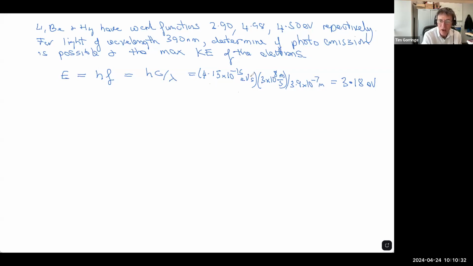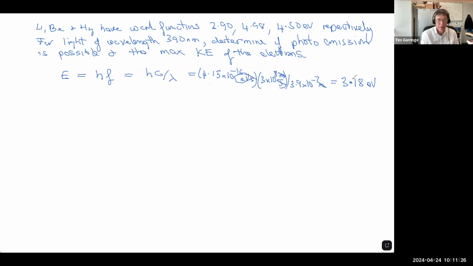You can see here that when I carry out this computation, the units of meters in the numerator and denominator will cancel out. The units of seconds in the numerator and denominator will cancel out. I'm just going to be left with the units of eV. And it comes out to be, after multiplying and dividing by these various numbers, 3.18 electron volts. That's the energy of 390 nanometer light. That's the energy of the photons, the little packets of light, for 390 nanometer light.